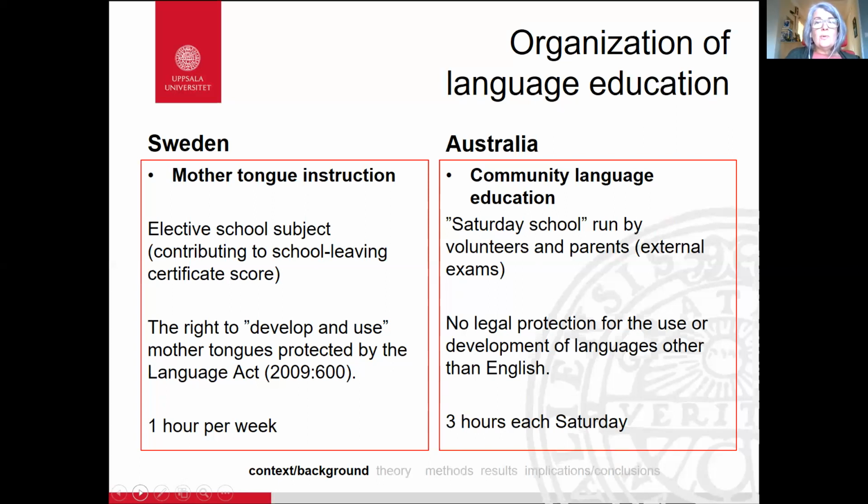In Australia, the term community language education is used most commonly, and generally it takes place after school hours, often on Saturdays, which is why schools are sometimes called Saturday schools. They're usually run by volunteers and parents, and students in some community language schools can take external examinations which will contribute to their school leaving certificate, but that's not all community language schools that offer this option. In Australia, there's no legal protection for the use or development of languages other than English, and students studying in community language schools usually spend about 3 hours at these schools each week, significantly more than in Sweden.